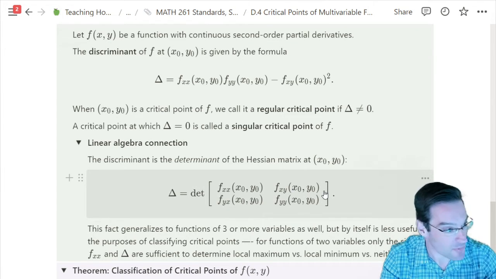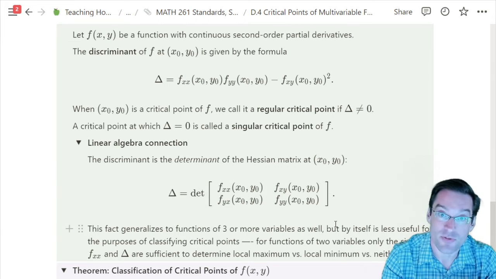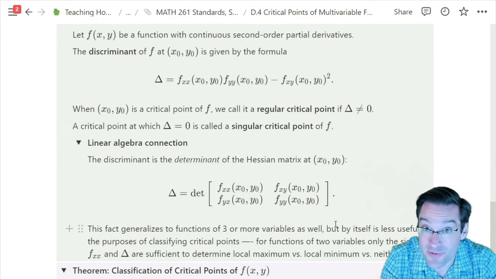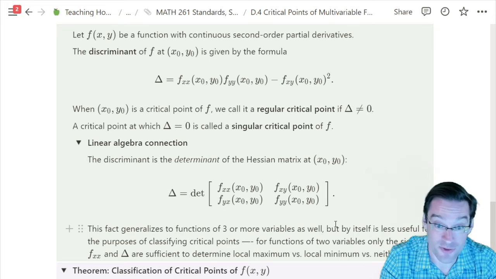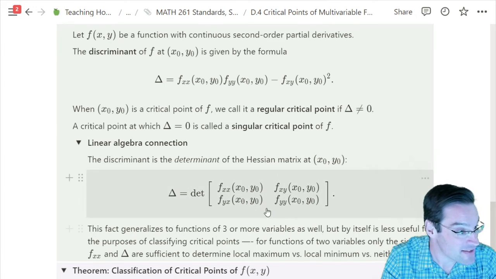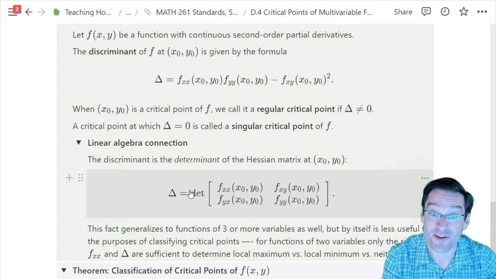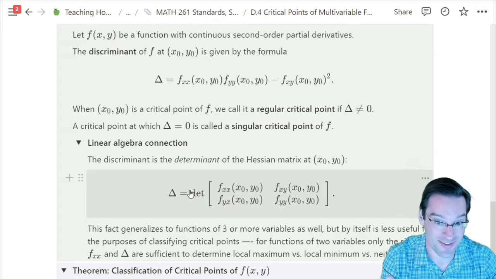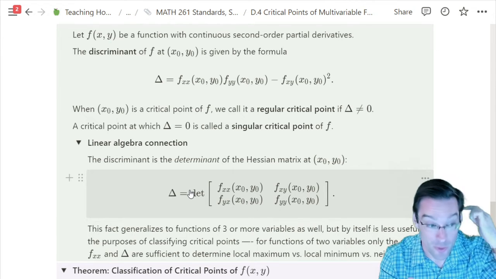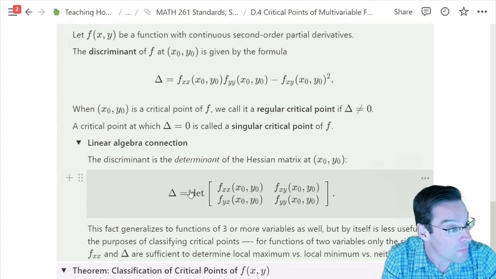You might ask, well, this is how it works for functions of 2 variables. What about functions of 3 variables or 4 variables or 10 variables or something like that? It doesn't seem like these 2 tests are going to be enough, and you would be right. These 2 tests are not enough for functions of more than 2 variables. We would need to know more.